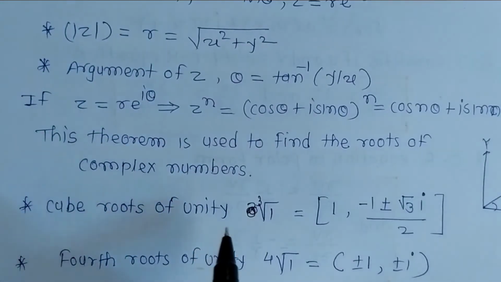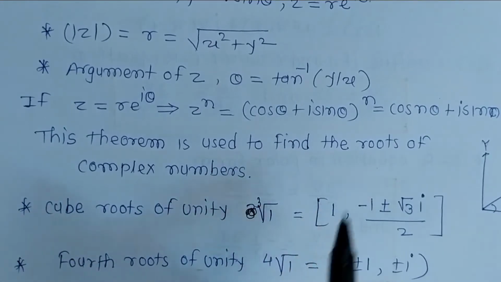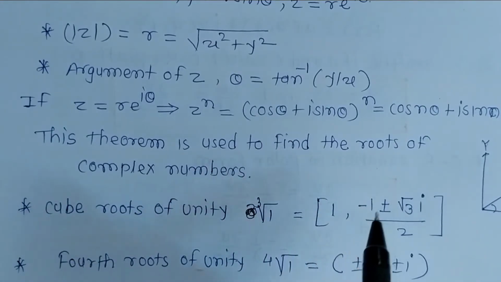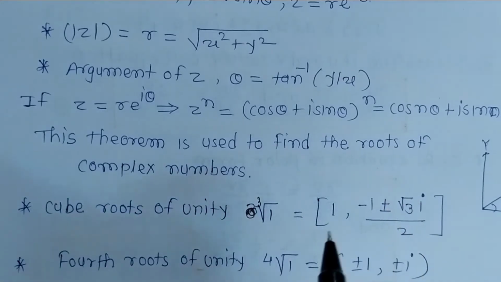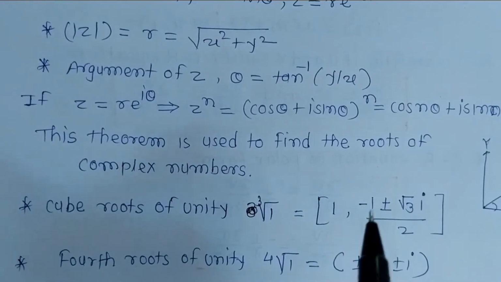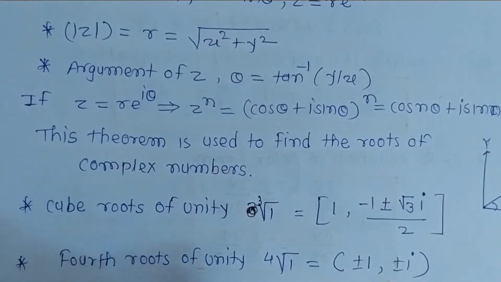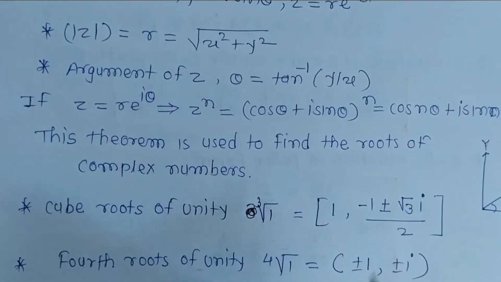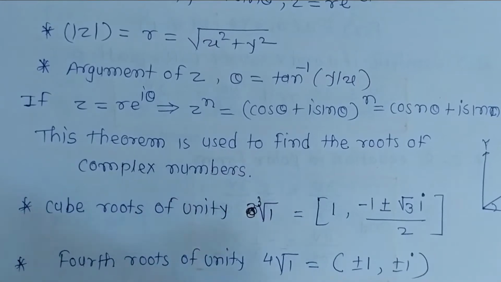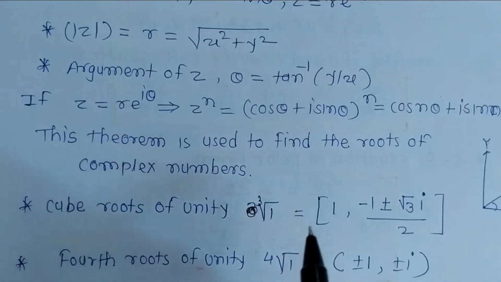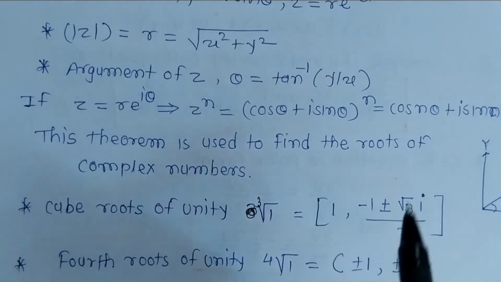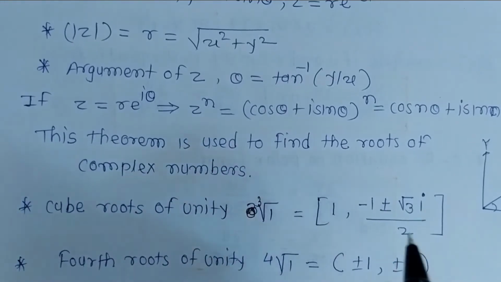The cube roots of unity are 1 and minus 1 plus or minus root 3i by 2. The fourth roots of unity are plus or minus 1 and plus or minus i, that is, minus 1, plus 1, minus i, plus i. And the cube roots of unity again are 1 and minus 1 plus or minus root 3i by 2.